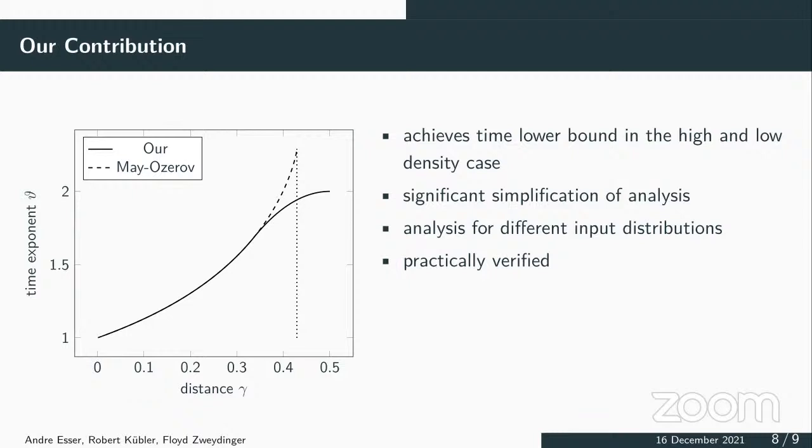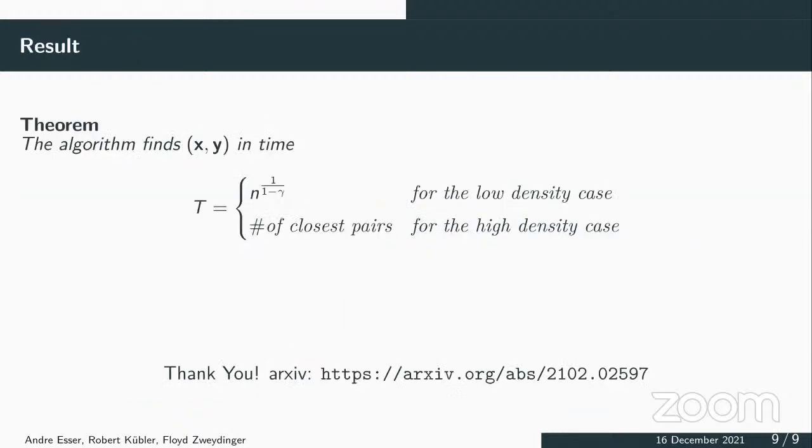So I want to end my talk with a theorem stated in our paper: our algorithm is able to find the distinguished pair of the closest pair problem in time either the time lower bound of LSF-based algorithms in the low density case, or the number of closest pairs which in expectation do exist in the high density case. Thank you very much.